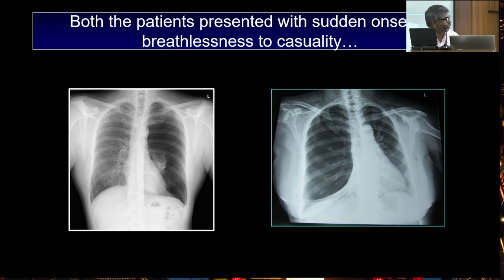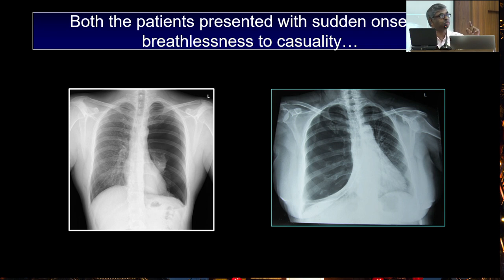So this is the collapsed lung border. Here you are not seeing any collapsed lung border. So this is a tension bulla. And if you put a tube there, the patient will die, unless there is a thoracic surgeon present. So before putting a chest tube, that is the treatment.